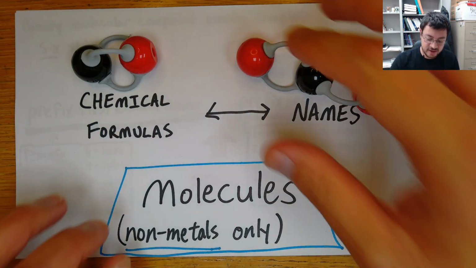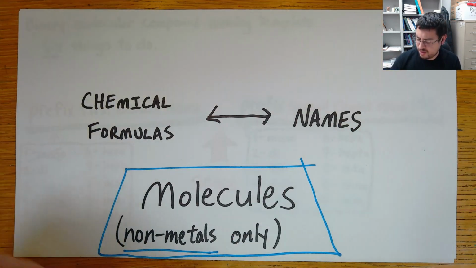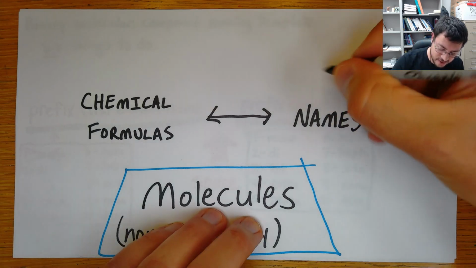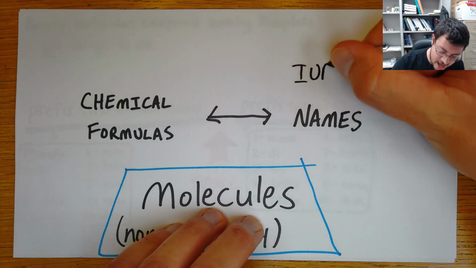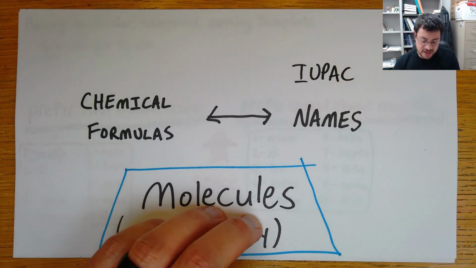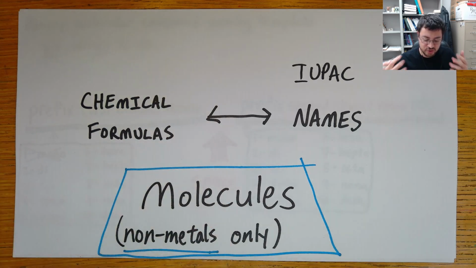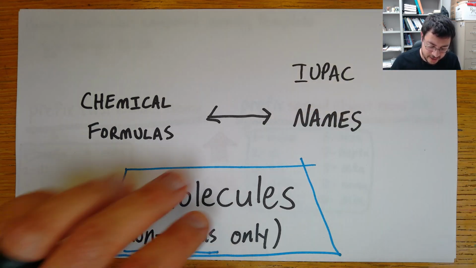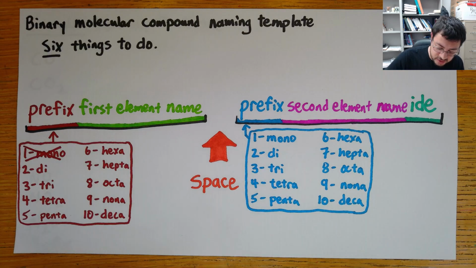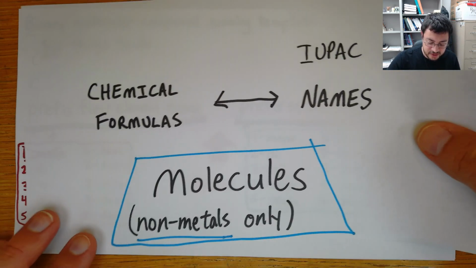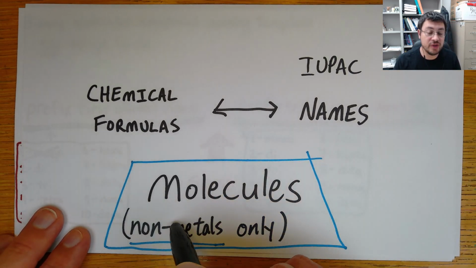All right, so the conventions will be following. You don't necessarily have to write this down, but we're following IUPAC, the International Union for Pure and Applied Chemistry. It's an international group where people from all around the world agree to a naming system that we can all use for naming chemical compounds. So we're following IUPAC. This is what we're going to do for molecules. Again, we're working with molecules, which means non-metals only.